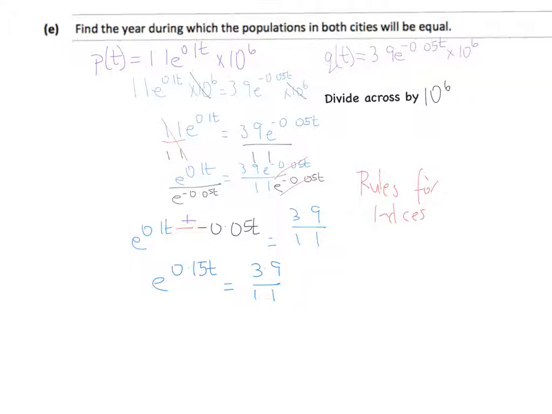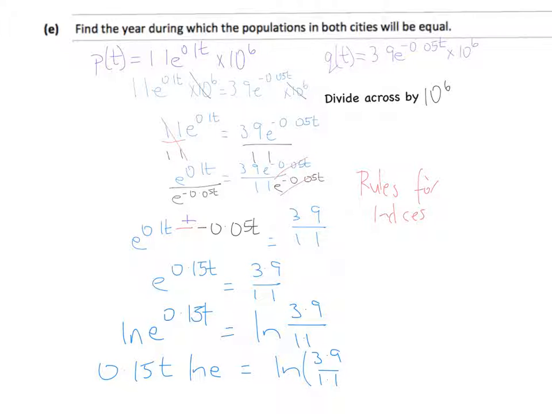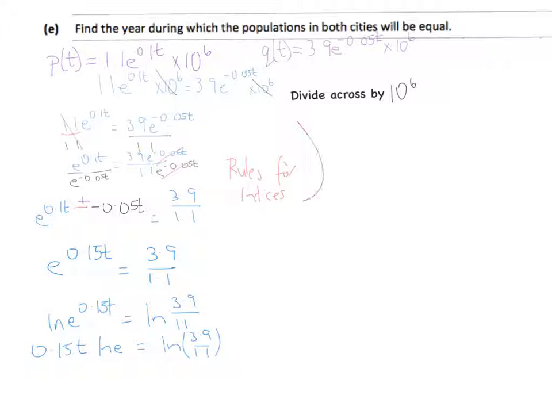Okay, and similarly to using our rules for logs in part D, we're going to do the exact same here. So we can say the natural log of e^(0.15t) is equal to the natural log of 3.9 divided by 1.1. Now I can bring down that 0.15t, times natural log of e is equal to natural log of 3.9 over 1.1. Just moving those over to make a bit more space. I'll draw a line down here like this. Then, following the same rule as in the previous question, the natural log of e is just equal to 1, so that's going to cancel in essence.